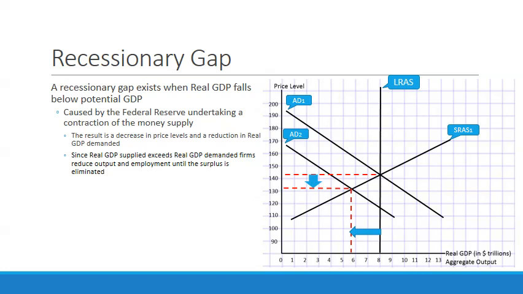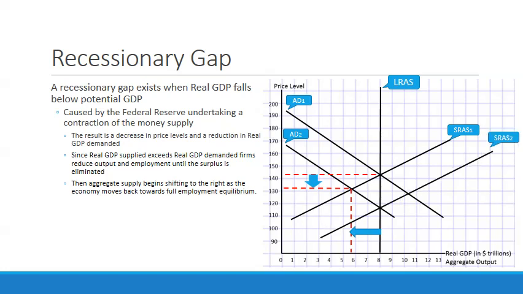So how do the firms deal with the surplus? Well, they lay off workers. They reduce production levels until that surplus no longer exists. Then aggregate supply begins shifting to the right as the economy moves back towards full employment equilibrium. Once that surplus is eliminated within the market, the short run slides to the right, creating a new full employment equilibrium, but at a lower price level. So you can see here our shift.